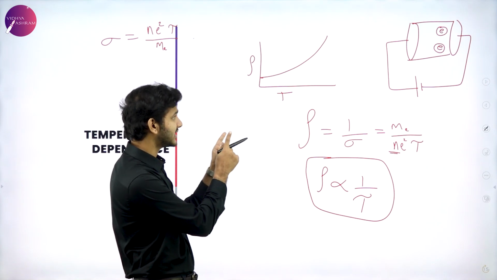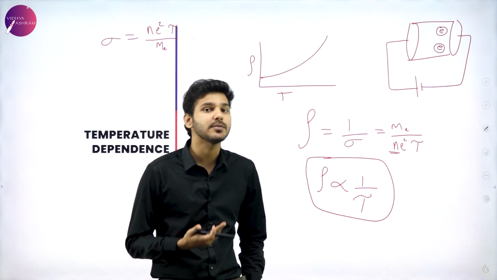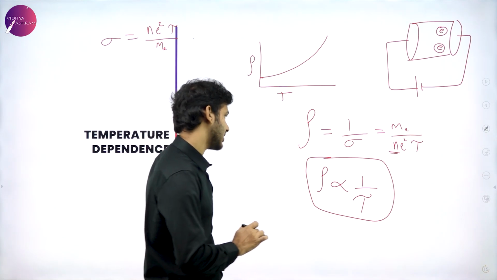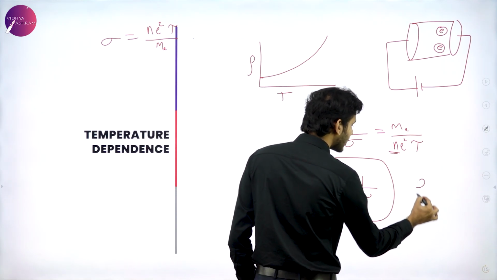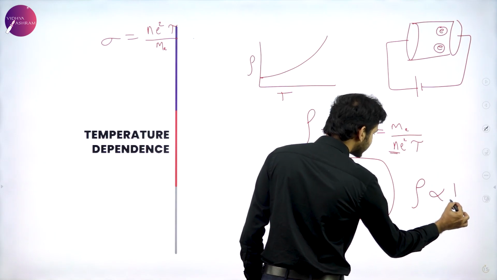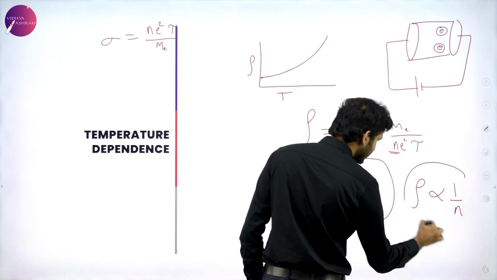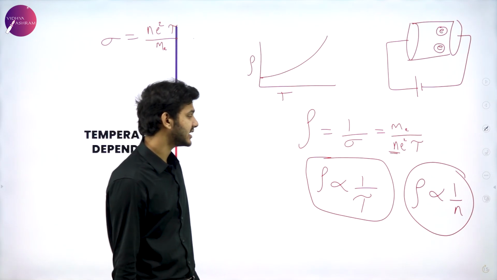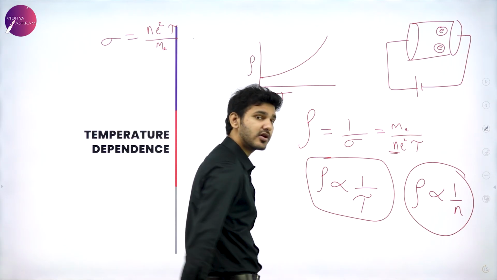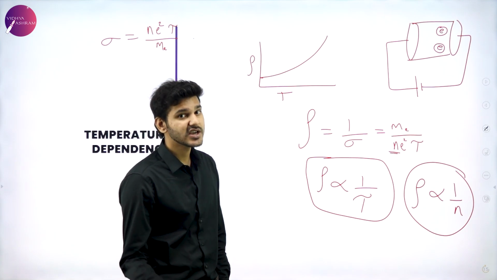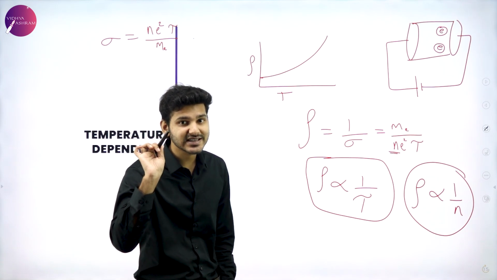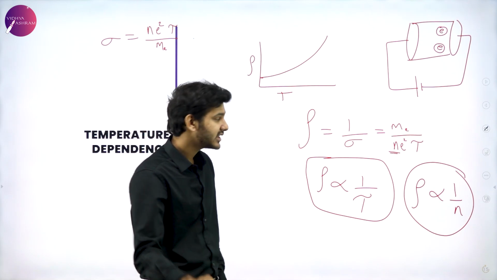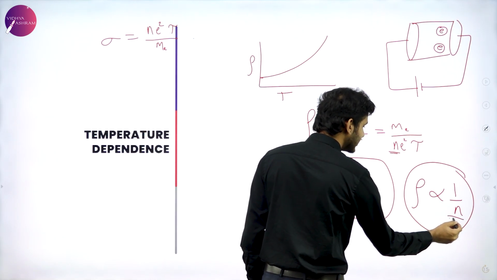That is for metals. Now what about semiconducting materials? Here we have to take one more thing into consideration. That is, rho is also inversely proportional to n. If you remember the derivation of drift velocity, we know that n is the number of free electrons per unit volume. So if temperature is increasing for a semiconducting or insulating material, this particular n value changes.